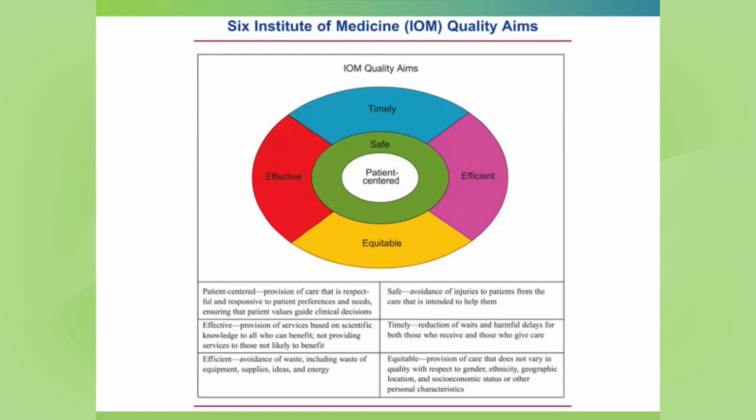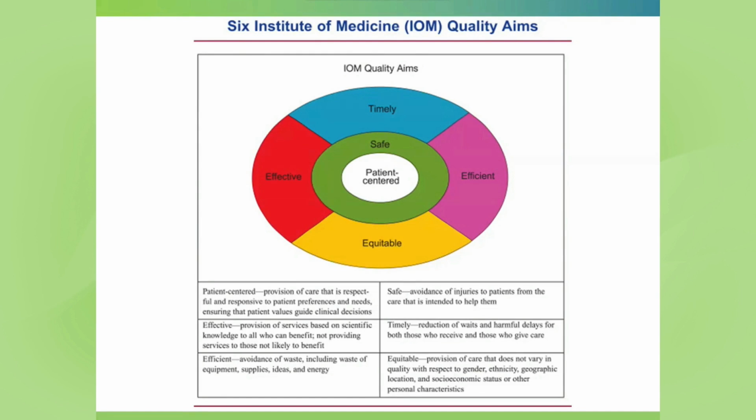In 2001, the Committee on Quality of Healthcare in America at the Institute of Medicine in Washington, D.C., published a report with 6 aims for improvement. They recommended that healthcare should be patient-centered. This is provision of care that is respectful and responsive to patient preferences and needs, ensuring that patient values guide clinical decisions. Patient-centered care should, of course, be safe, with avoidance of injuries to patients from the care that's intended to help them. Patient-centered care is effective, with provision of services based on scientific knowledge to all who can benefit, not providing services to those not likely to benefit.